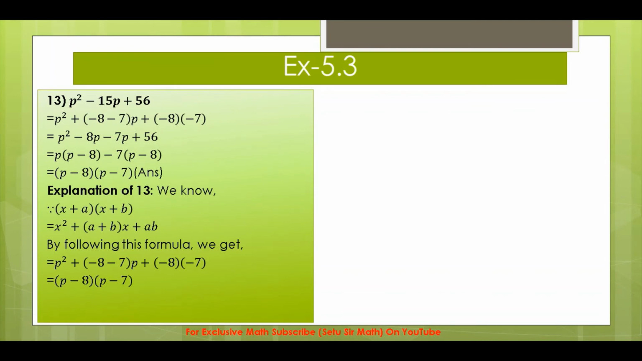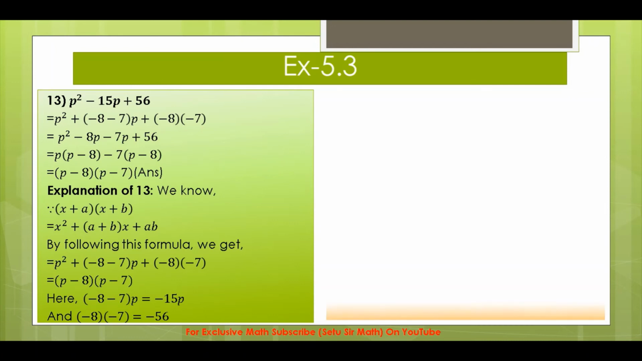You can get it by the formula straight away, but I prefer you do it like this as I am doing, because it will help you for other math in the next chapter. This is the thing.